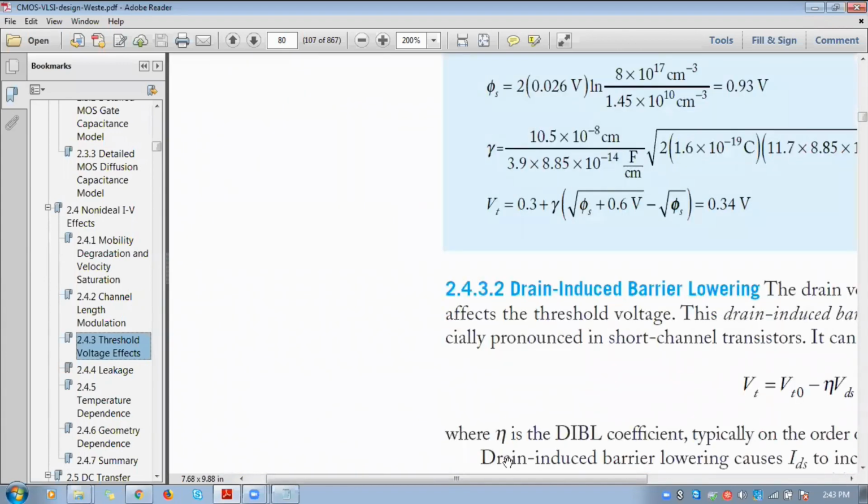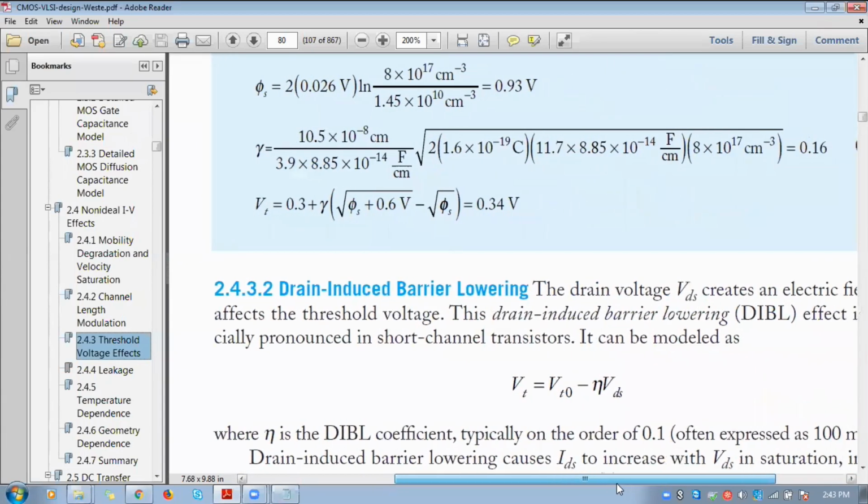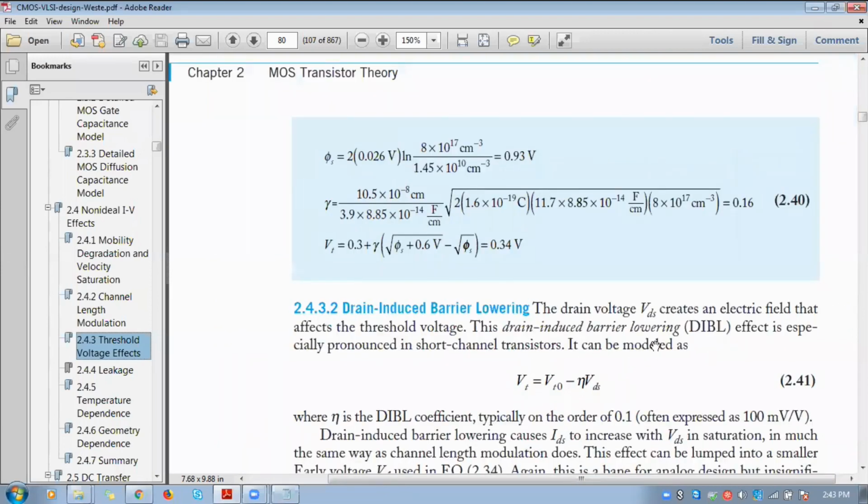The second thing is drain induced barrier lowering. Drain induced barrier lowering is a positive impact for the design. Due to drain and source potential, as it increases, threshold voltage decreases. That is the concept of drain induced barrier lowering. As threshold voltage decreases, we need to apply only a small amount of voltage to make the inversion happen. So that is a positive impact.